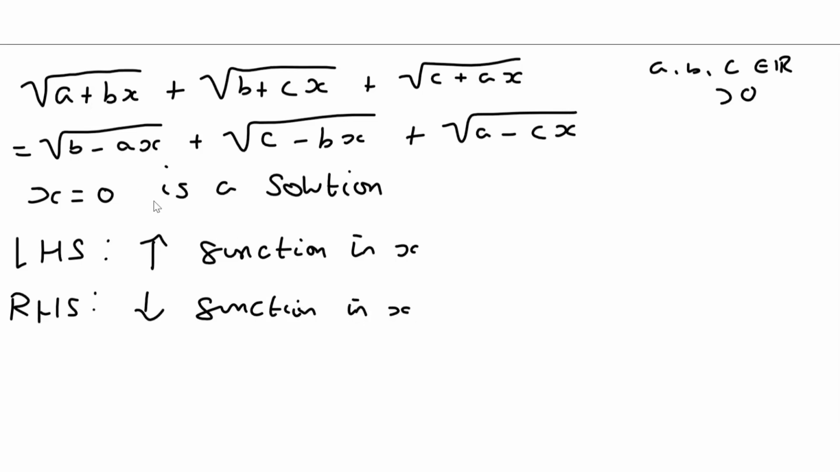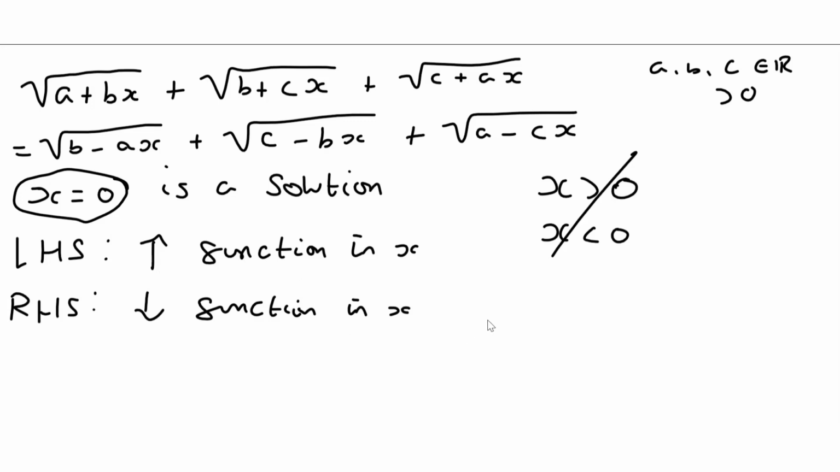So if x equals 0 is a solution, and we increase x in any way, the left hand side increases but the right hand side decreases, so there are no solutions when x is greater than 0. And if we decrease x, then the left hand side decreases and the right hand side increases, so there are also no solutions when x is less than 0. So the only solution therefore is x equals 0 and the problem is complete.